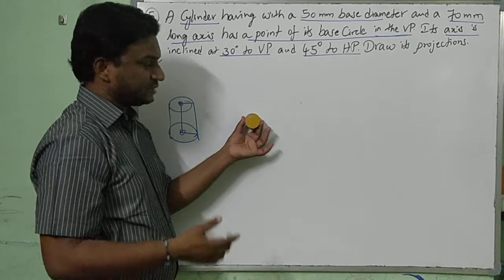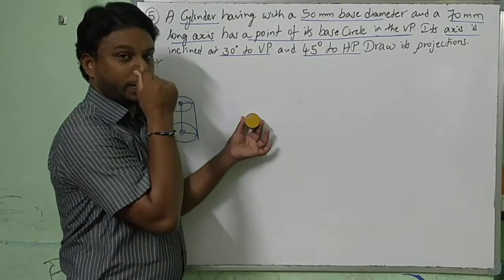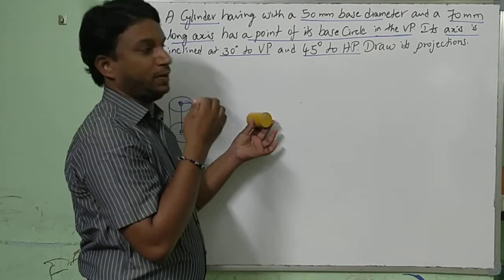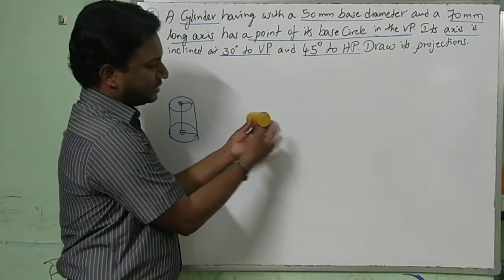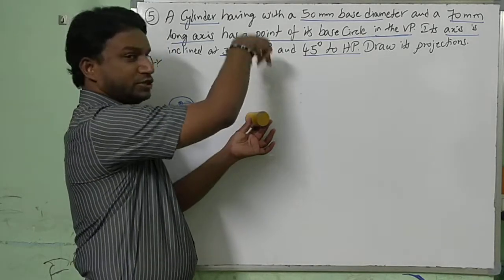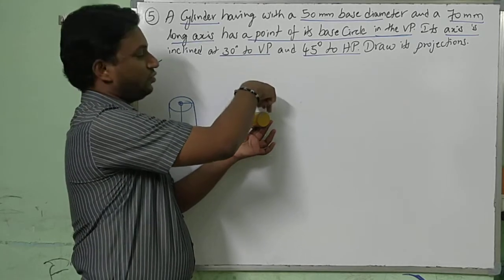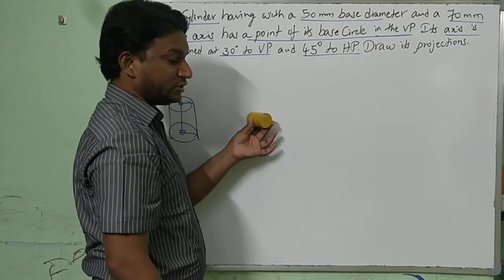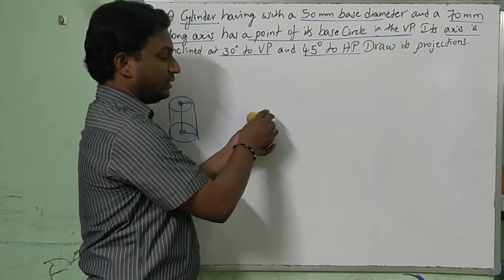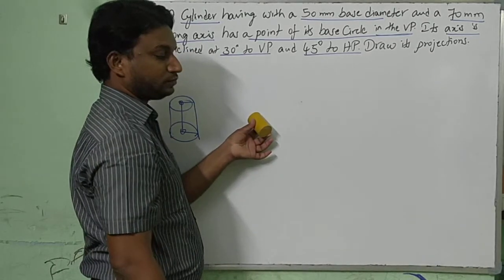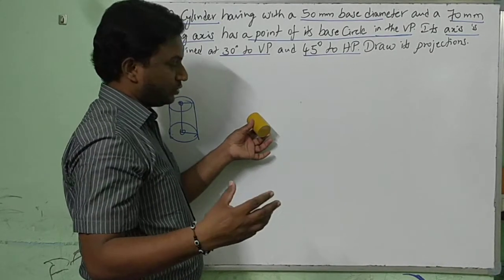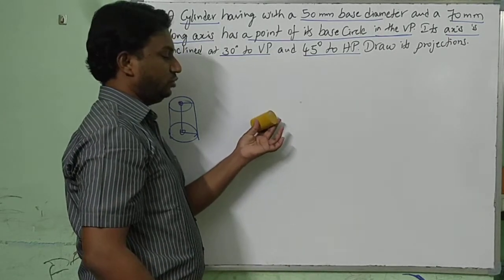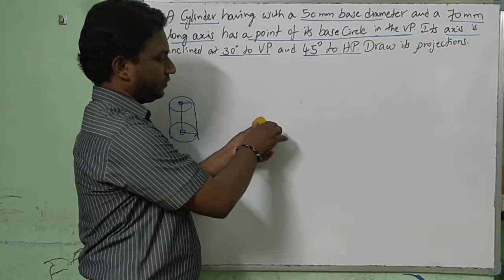If I keep it like this, the total base is on VP. Now, if I rotate it like this, one point is on VP. At the same time, the axis, an imaginary line here, is inclined at 30 degrees to VP. From the top view, you can clearly watch the 30 degrees to VP and 45 degrees to HP. Once 30 degrees is done, then 45 degrees. Now we are supposed to draw its front view and top view. Here 45 degrees, you can draw like this, in the clockwise direction.